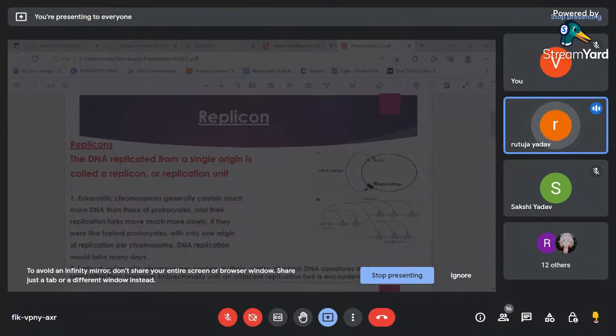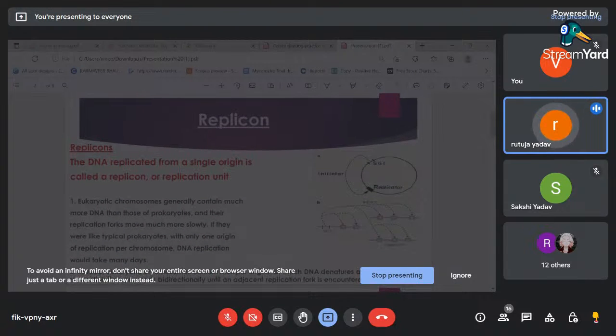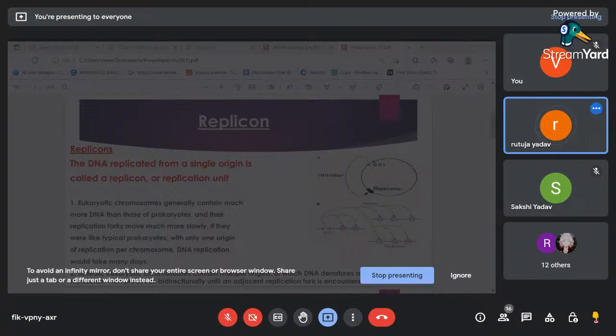So first of all, we will see what is replicon. The DNA replicated from a single origin is called a replicon or replication unit. Eukaryotic chromosomes generally contain much more DNA than those of prokaryotes, and their replication forks move much more slowly. If they were like typical prokaryotes with only one origin of replication per chromosome, DNA replication would take many days.